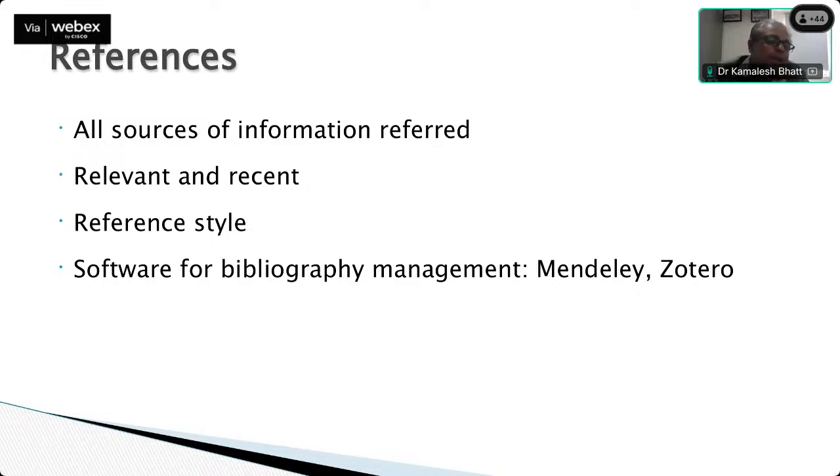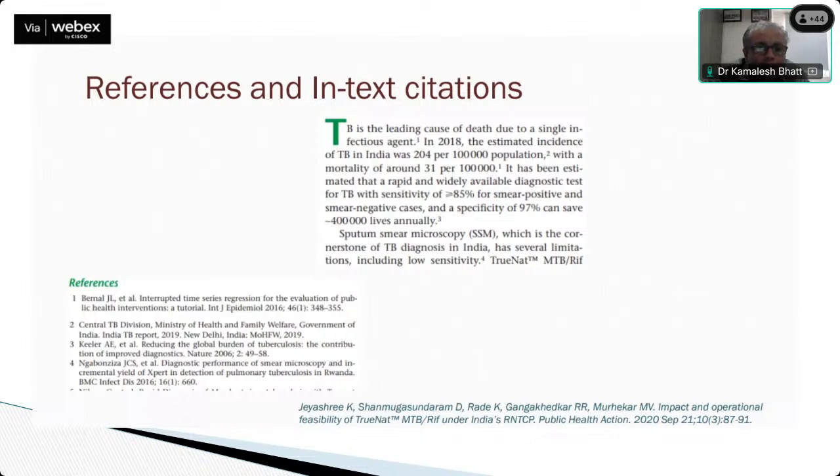Reference style, majority of the journals follow one core style, Harvard, but mainly one core style. So you follow that uniformly. And nowadays, software for bibliography management like Mendeley, Zotero is available. So you can use that. And this is important. Here you can see the in-text citation, here you can see that this number 1, 2 in-text citations are there, and at the end you have to write the references.